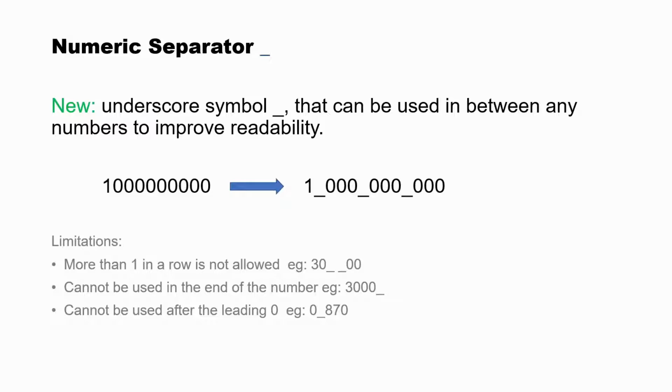This numeric separator does come with 3 limitations. You cannot use the underscore more than once in a row in a number, and you cannot use it at the end of the number, for example, the end of 3000. You cannot use the underscore after the leading zero. For example, if we have a zero at the start of the number, you cannot use it right after the zero. And if you break any of those limitations, it will result in a syntax error. So watch out for that.